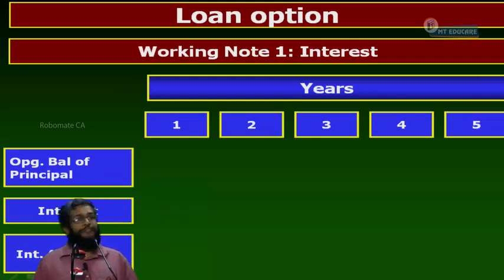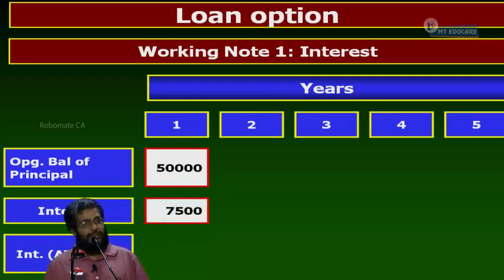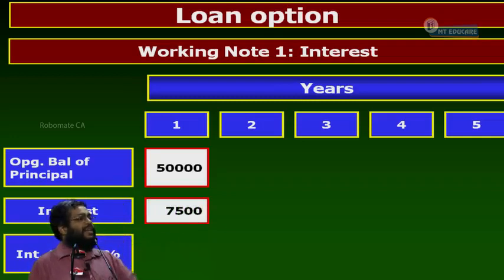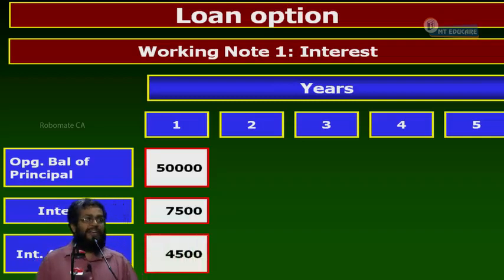Okay. Can I proceed? First year, what was the principal outstanding? 50,000. On that, how much percent interest is charged on the principal? 15%. I borrowed at 15%, so 50,000 into 15% gives you 7,500. When I pay 7,500, 40% of that can be saved as tax. So what is the real payment after tax here? 7,500 into 60% gives you 4,500. Interest after tax is 4,500. Next.